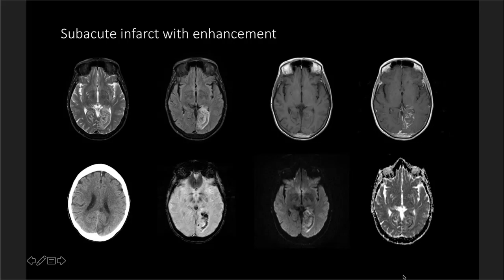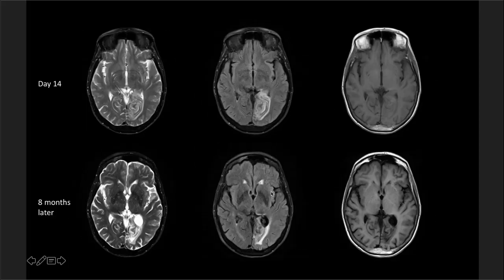Now, if we compare this stroke at day 14, this is the subacute stroke that we were looking at earlier, we have a follow-up scan from 8 months later, and you can see what's happened. We've developed encephalomalacia. So this edema and swelling has resolved, and now we have volume loss and encephalomalacia in this area. So this was a subacute infarct.